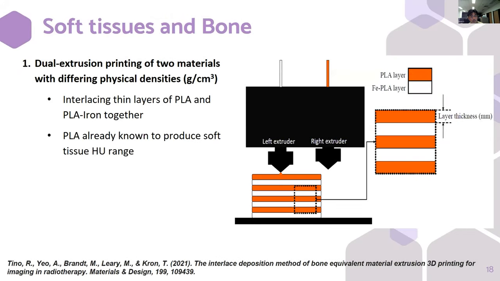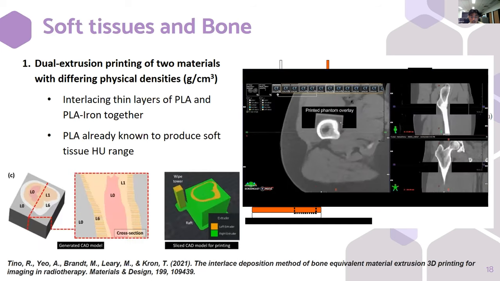So another method to produce a wide range of bone-like densities is the use of the interlaced deposition technique, where we showed that by interlacing layers of PLA and iron-reinforced PLA together, we can emulate HU values of bone marrow, cortical, and cancellous bone densities in CT. So here's just a short video comparing a CT of the patient femur to the printed femur bone phantom.